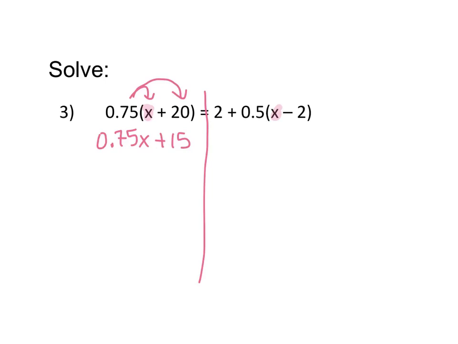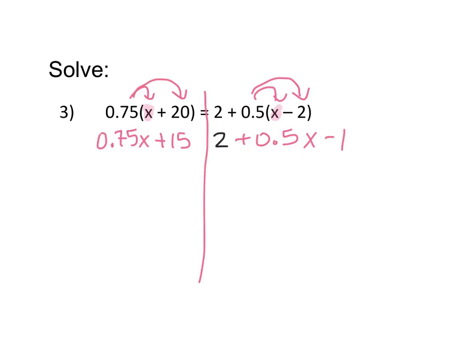On the right side, my 2 is going to stay. However, my 0.5 is going to be distributed, so that's going to give us 0.5x. And then 0.5 times negative 2 is a negative 1.